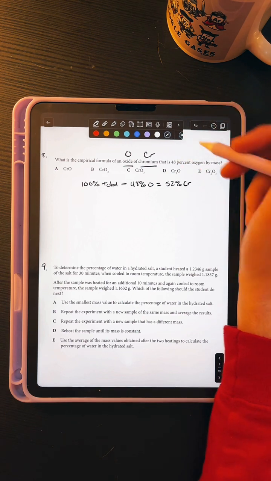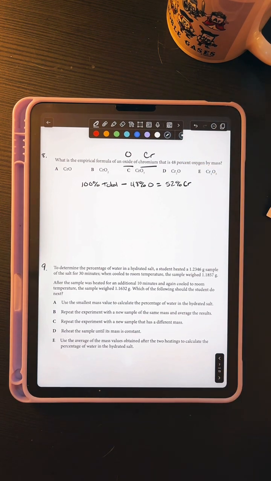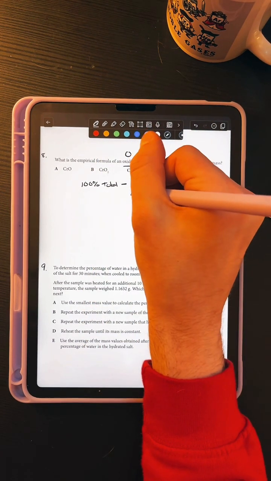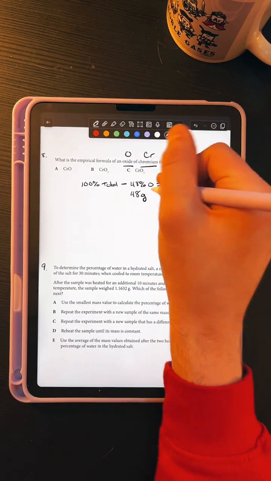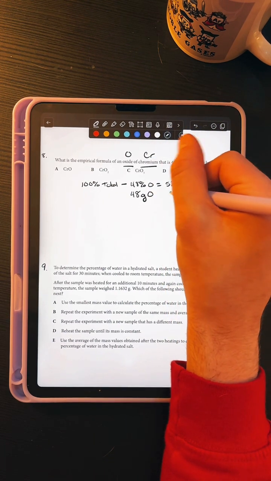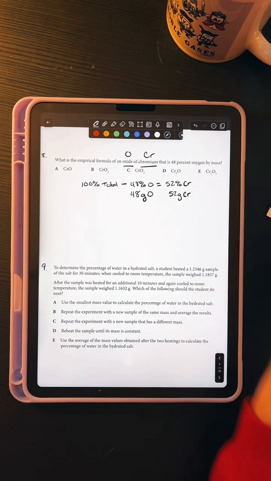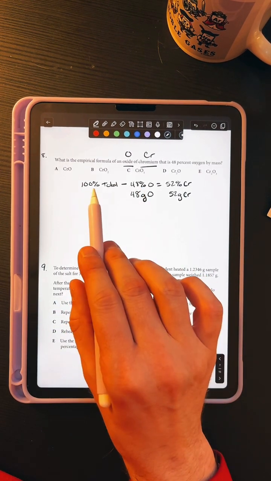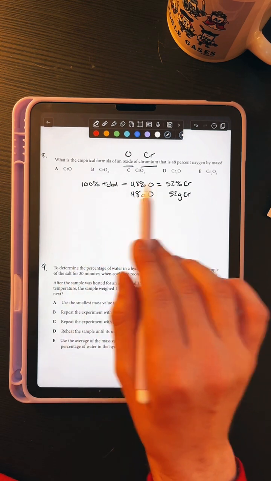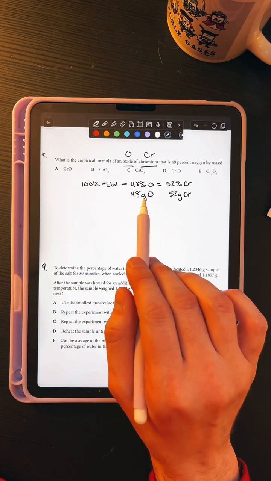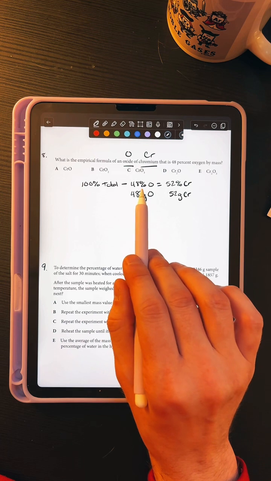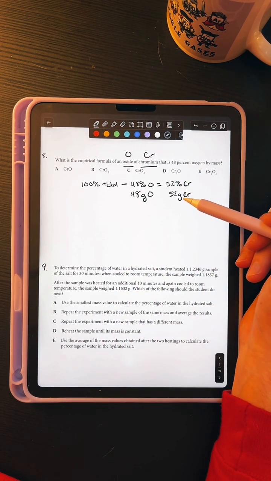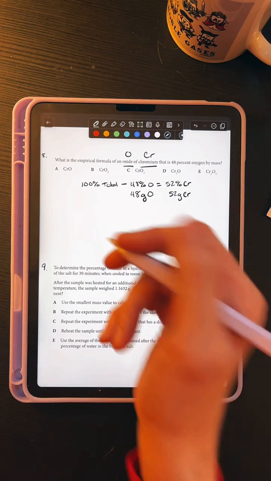So here we have 48% oxygen, 52% chromium. Just like the previous one, those percentages are going to become grams. We have 48 grams of oxygen and 52 grams of chromium. Why can we do this? Well, if we assume we have 100% total, then we can assume we have 100 grams, and 48% of 100 grams is 48 grams. 52% of 100 grams is 52 grams.